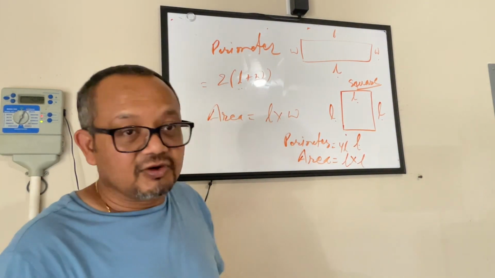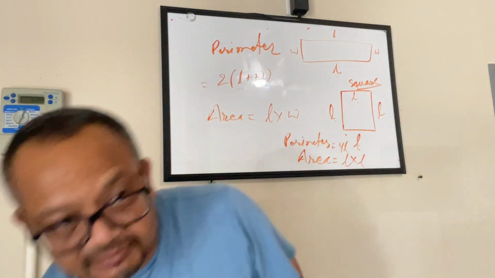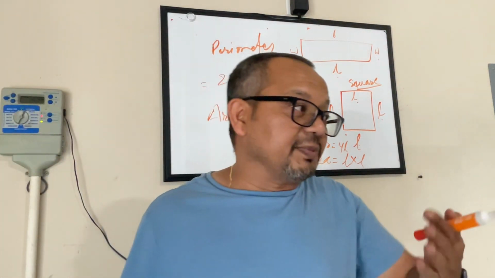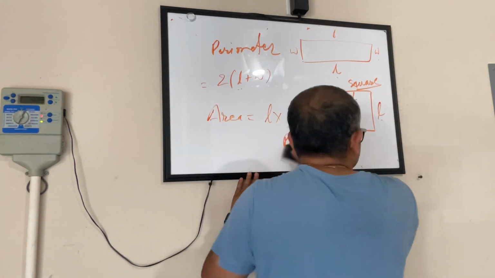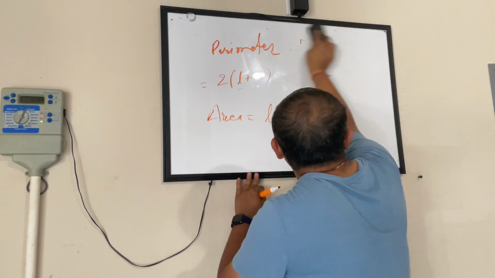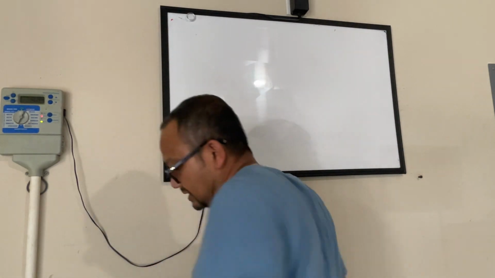Okay? Now, it's time for doing some sums. I'll make you guys do some sums. Take your pen and paper out. Is it about area and perimeter? Yeah. So note down the sums. You guys have to do it.